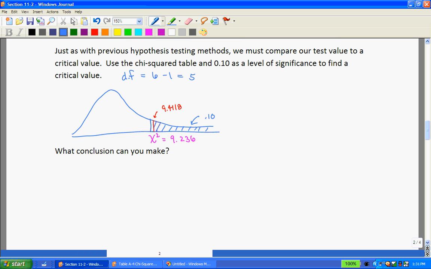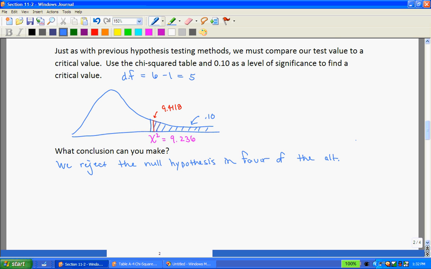So we would say we reject the null hypothesis in favor of the alternative. And remember to always put your conclusion in the context of the problem. We could say reject or fail to reject all day long, but if you don't tell me what that means in the context of the problem, then you haven't really given useful information.